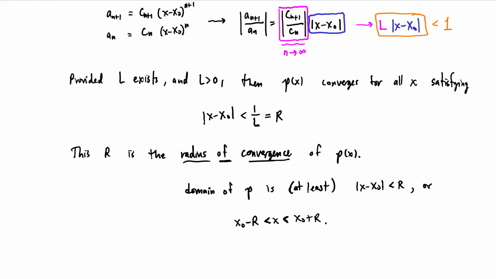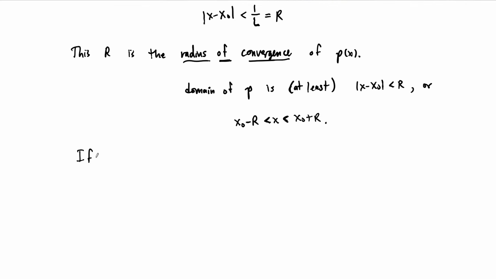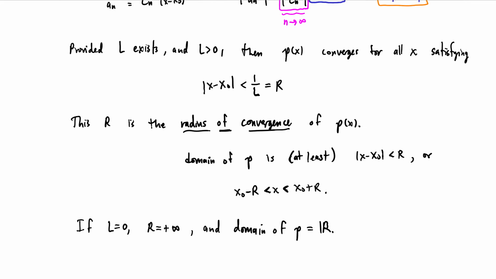So if L is 0, then we say that our radius of convergence is infinity. So if L equals 0, the radius is equal to plus infinity. And that means that the domain of the function is equal to all real numbers. So it's the entire real number line.